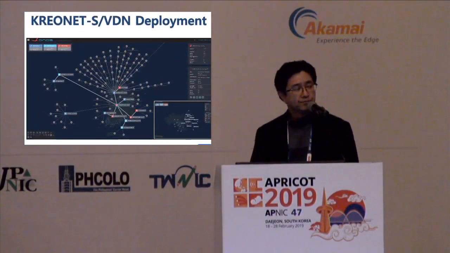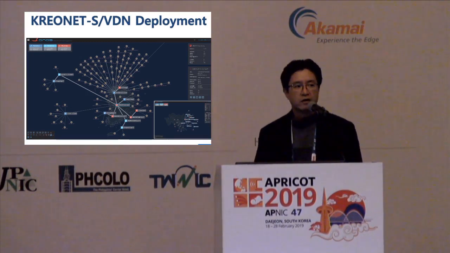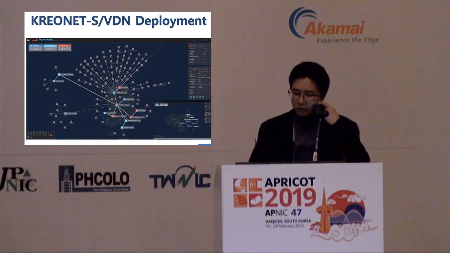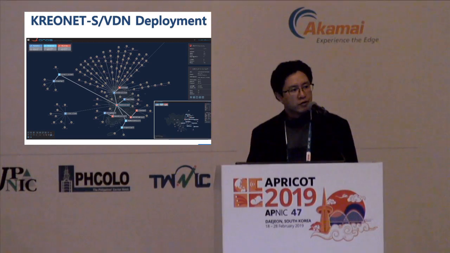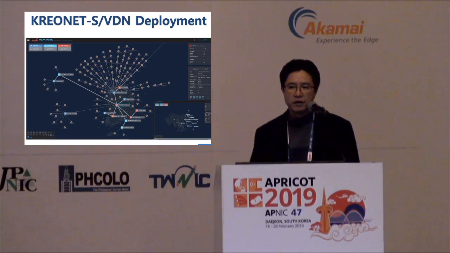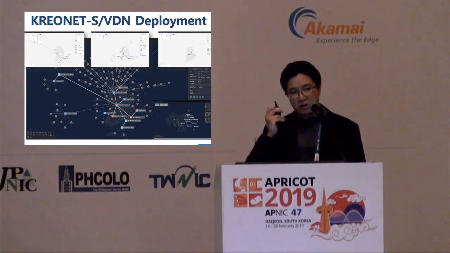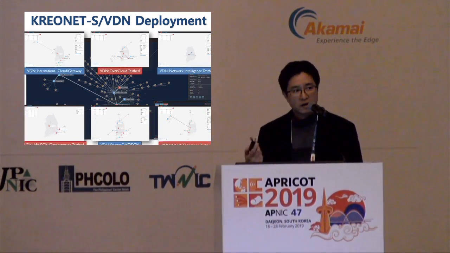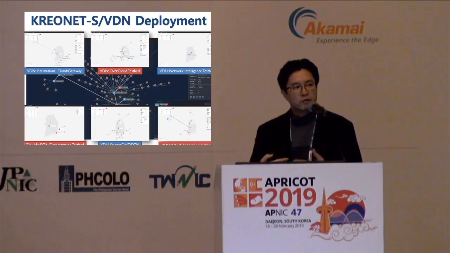So this is the current deployment status of KreonetS over 8 locations in total, in Korea, the United States, and China. As you can see here, KreonetS is a single physical, shared SDN wide area networking infrastructure. And using VDN technology and application, each user can generate their own virtual dedicated network like this for their specific applications, services, or experiments. Each VDN has its own network topology with the required network performance guaranteed as well.